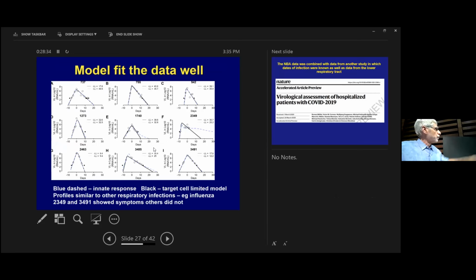And here's fits to those 9 individuals from the NBA bubble. There's log likelihoods for the 2 models. The dashed lines, which are hardly visible except in the middle one, 1740, and the one to the right, are the innate immune response model. And they prolong the infection because they're putting cells into this refractory state and then they can come out again. We don't have any data out there, but even without that, they fit the data a little bit better.